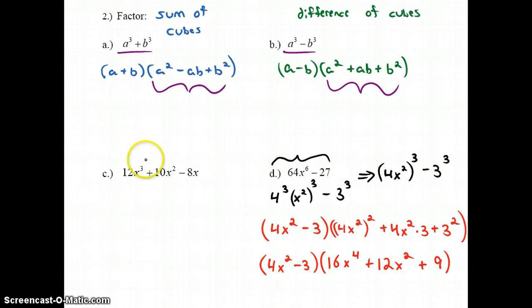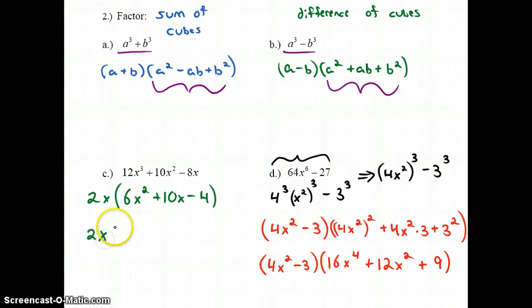Now let's go back to C. This looks like a tougher problem than I really want to deal with, but luckily I can factor some stuff out. For example, all of these are divisible by 2, and there's an x in every single one of them. If I do that, I'm left with 6x squared plus 10x minus 4. And now I've got smaller numbers and a quadratic instead of a cubic. So it comes down to factoring 6x squared plus 10x minus 4.